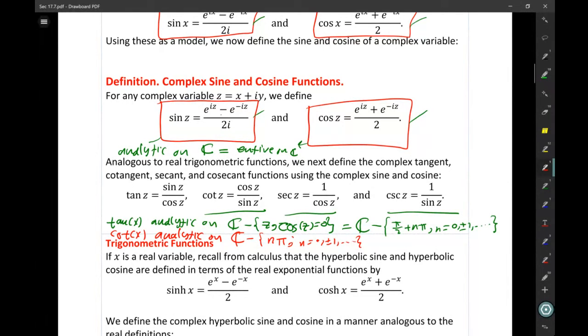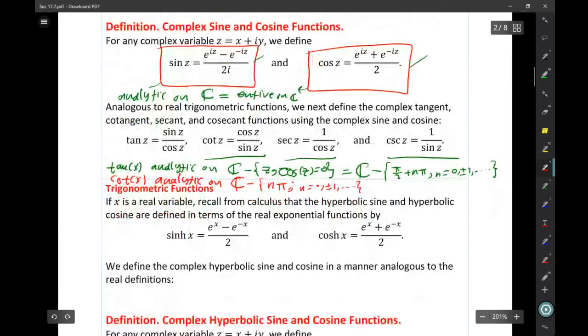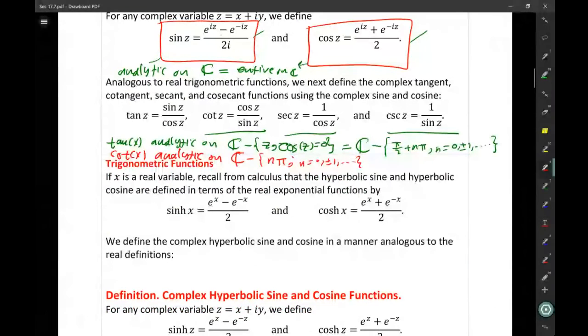Cosecant is also analytic in the same domain where cotangent is analytic, and secant is analytic in the same domain where tangent is analytic, because tangent and secant have cosine in the denominator, and cosecant has sine in the denominator. Okay, so the definitions of sine and cosine are now with me, so I can define tan, cotan, cosecant, and secant.